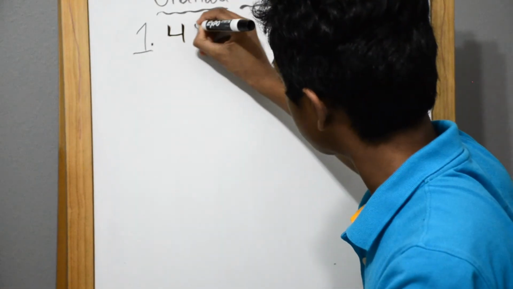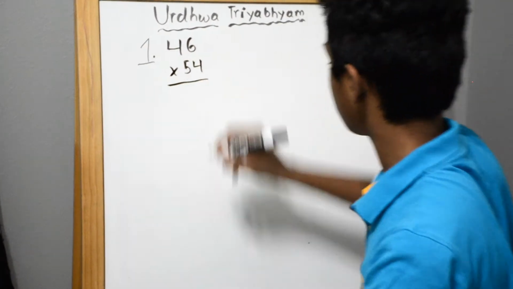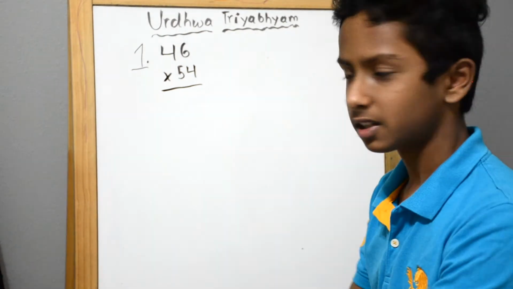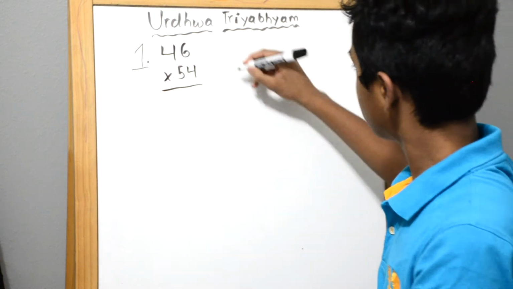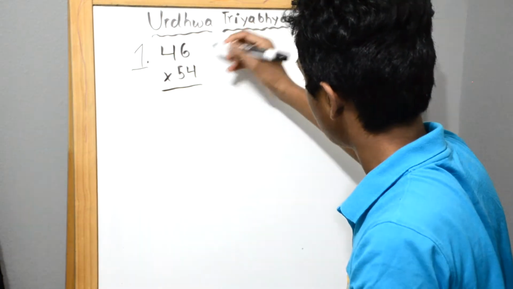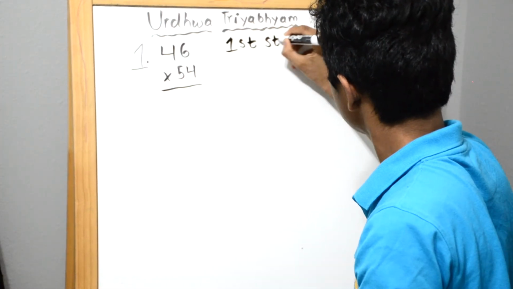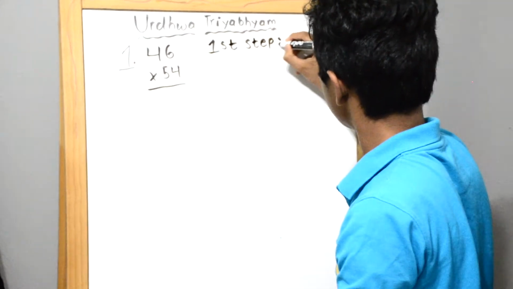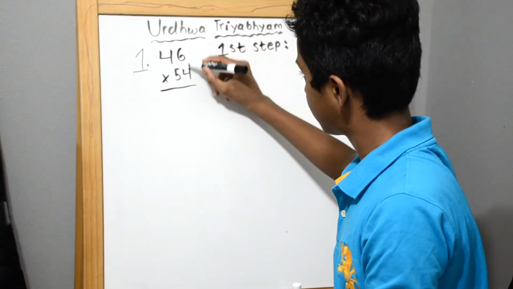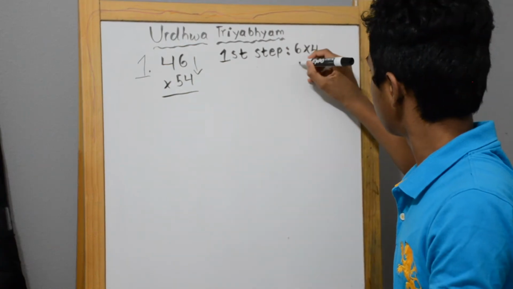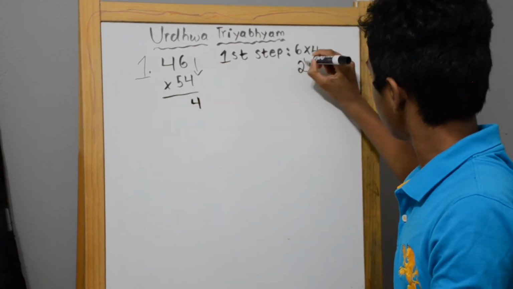So for my first problem, we're going to cover a two-digit multiplication problem. The problem is 46 times 54. So how can we solve this problem? What we have to do for the first step is to multiply the first pair, and the first pair is 6 times 4. 6 times 4 is 24. What we do is we retain that 4 and we carry 2.